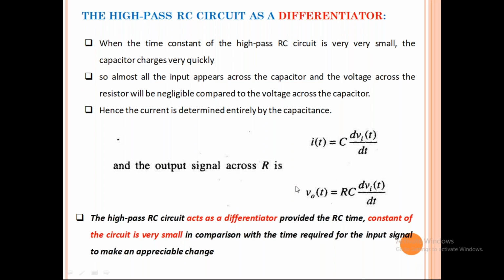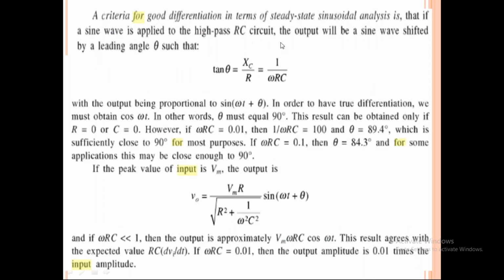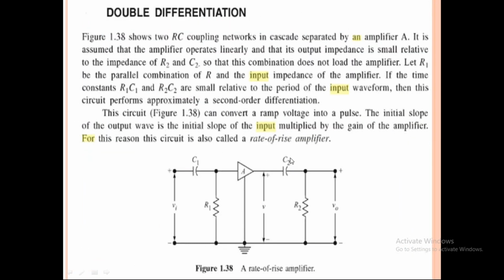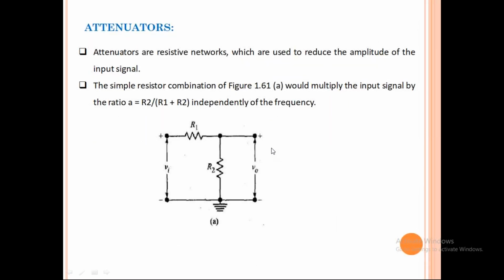Observe this equation, V naught of t equal to RC into dVi of t by dt. So the output voltage is the derivative of the input voltage. Then for good differentiation, the high pass circuit will act as a good differentiator. What is the condition? Omega RC is far less than 1. And for double differentiation, that means two high pass circuits with an amplifier circuit connected in between. This is how double differentiation is done.